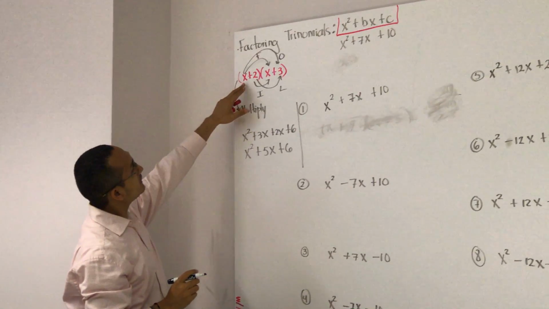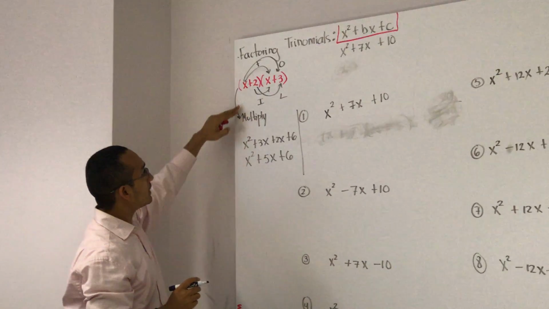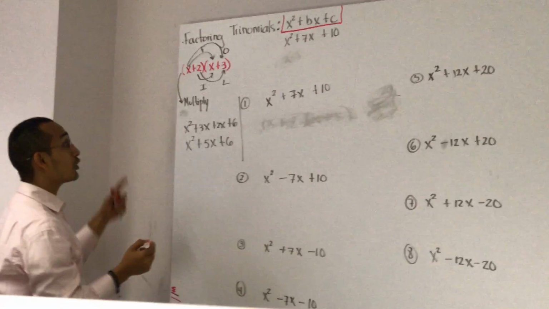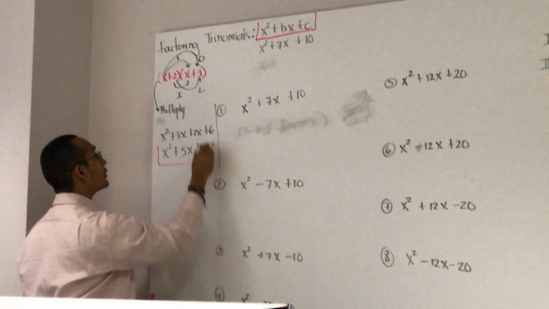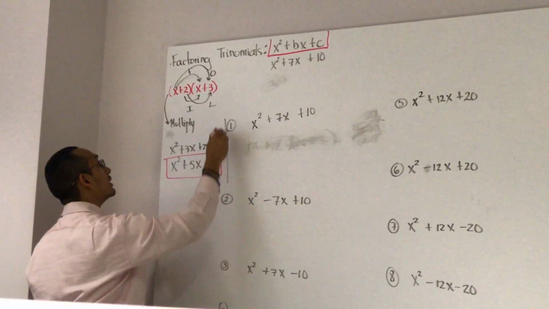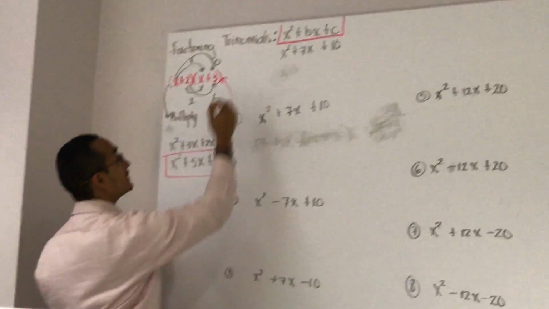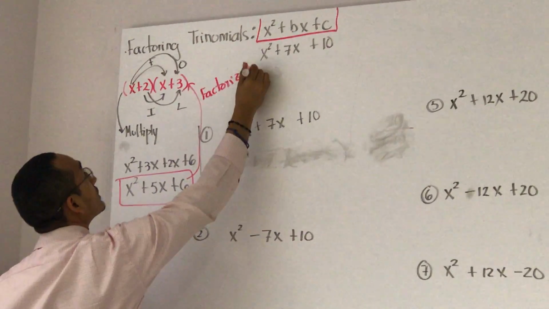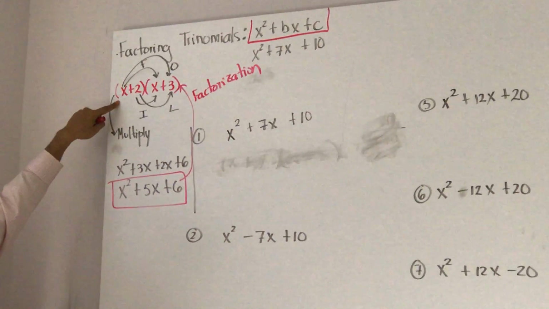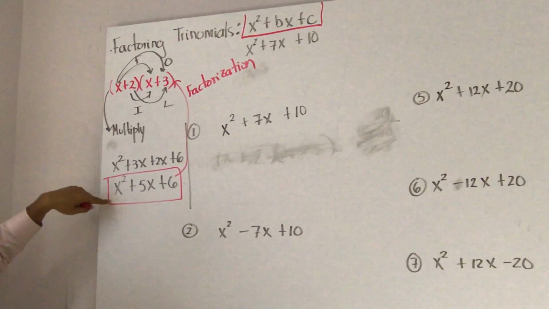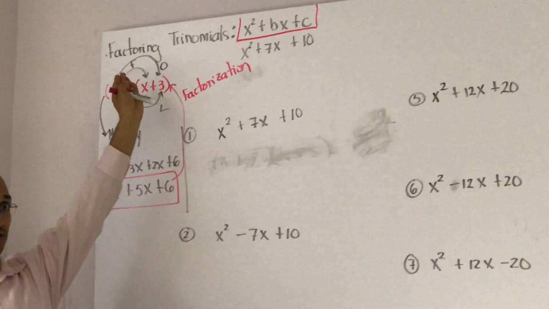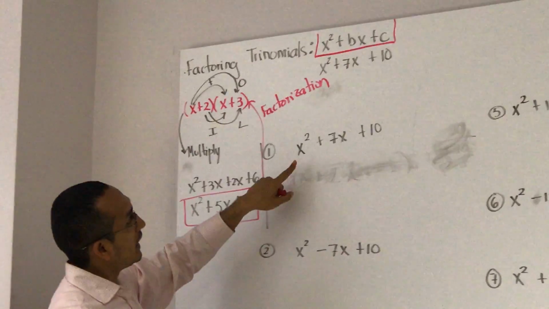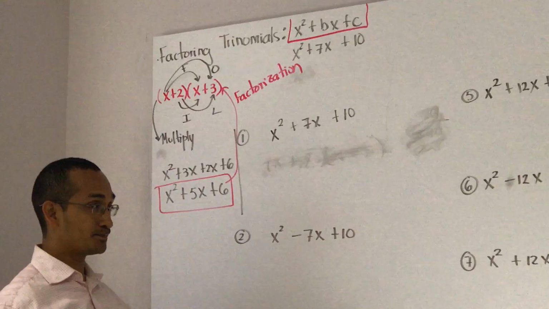So notice that from this we multiply, so we get this. But if we want to go back from here to this, the process is called factorization. So if you think about it, from here to here is multiplication, so the opposite is factorization. So let's begin with a simple example: x squared plus 7x plus 10.